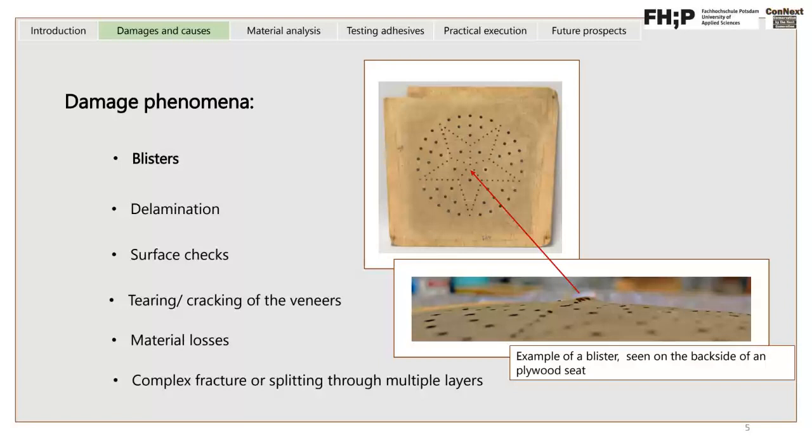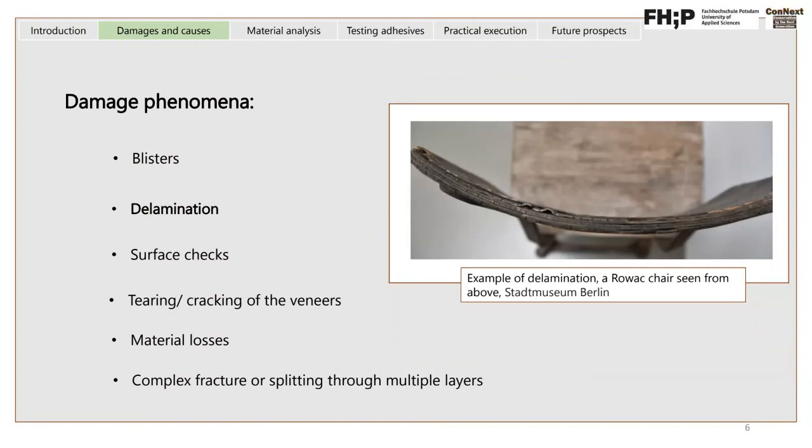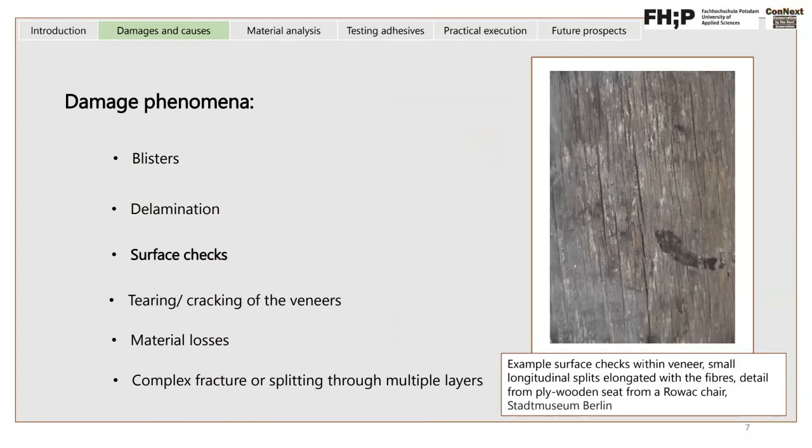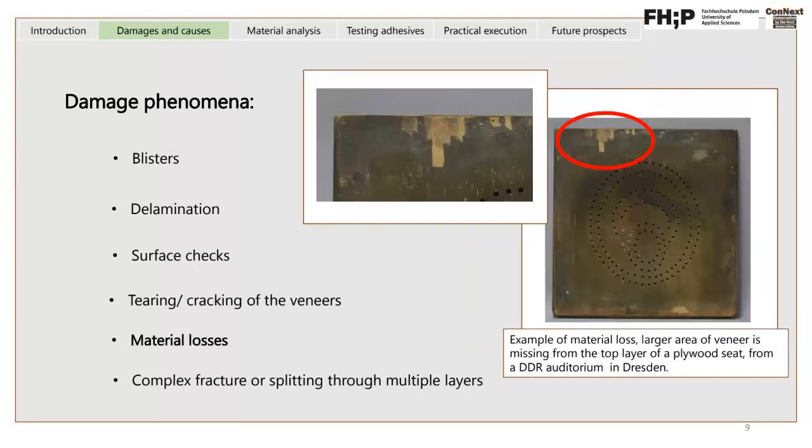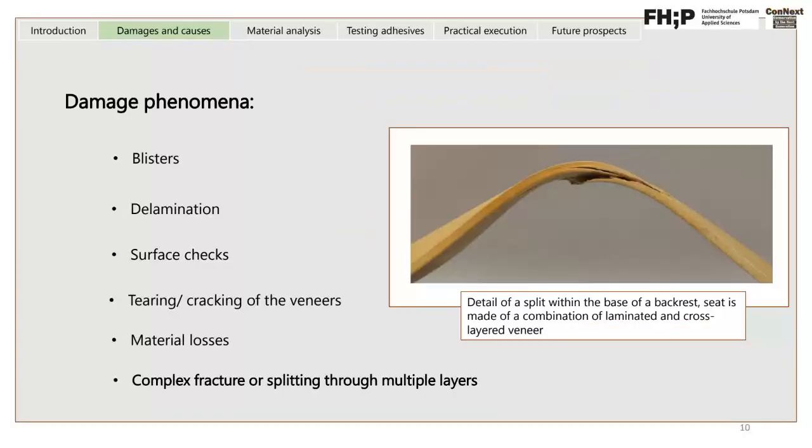Some common damage phenomena of ply and laminated buildups are, for instance, blisters, delamination, surface checks, tearing and cracking of the veneers, material losses, and the most complex one, fracturing or splitting through the multiple layers with possible delamination.